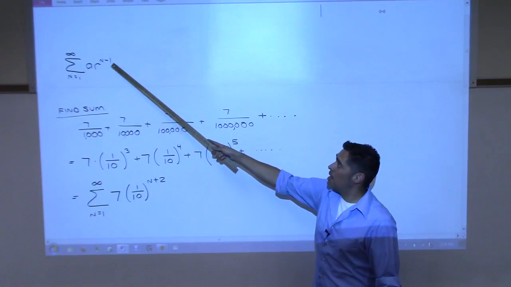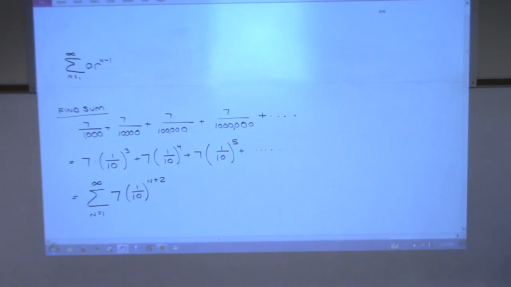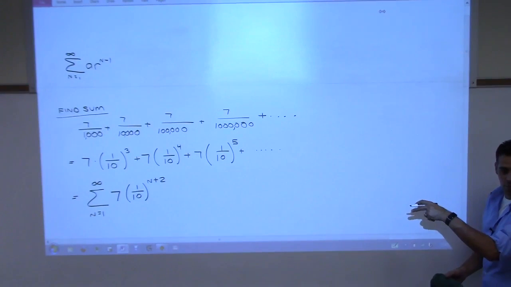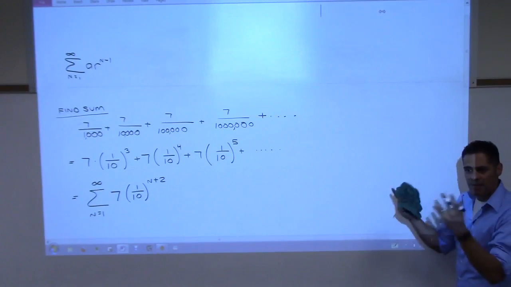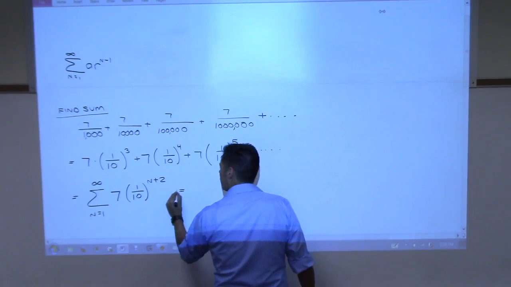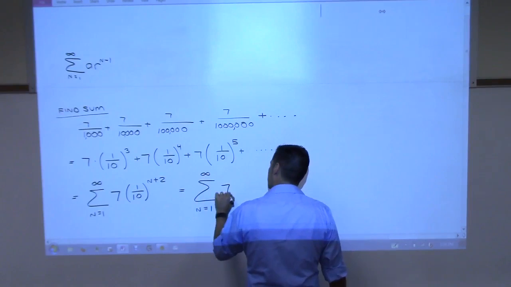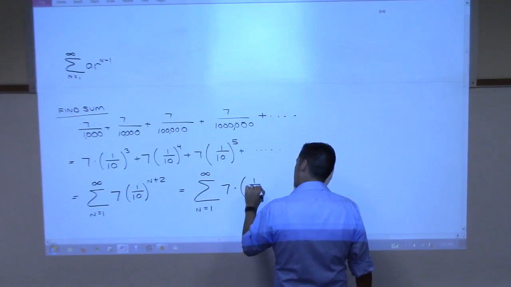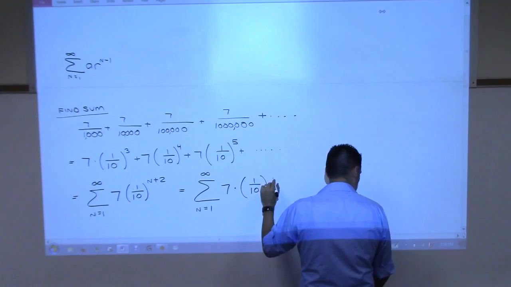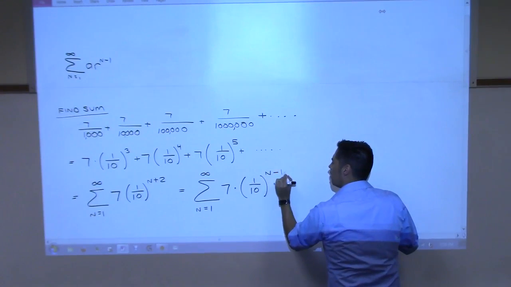It has to be n minus 1 in the formula. This has to be an n minus 1 for the formula to work. It's not an n minus 1. So what I'm going to do is force there to be an n minus 1. And this is where I'm going to use that idea of a hidden 0. We've used this in the past. So I'm going to rewrite this as sum n equals 1 to infinity, 7 times 1/10 to the, I want n minus 1, right? I'm going to go n, here it comes, minus 1 plus 1.